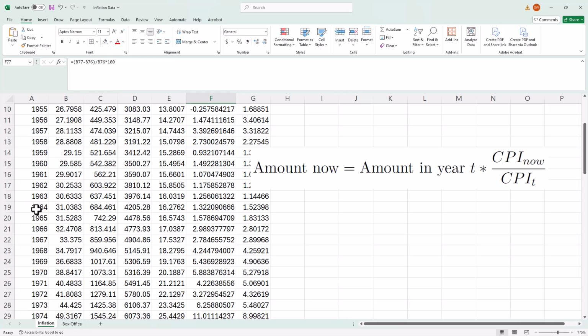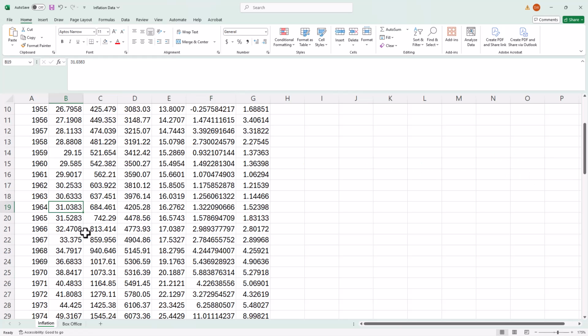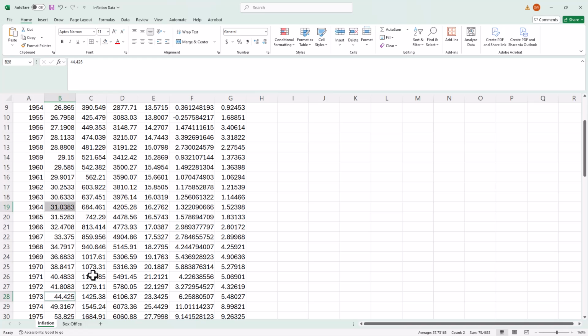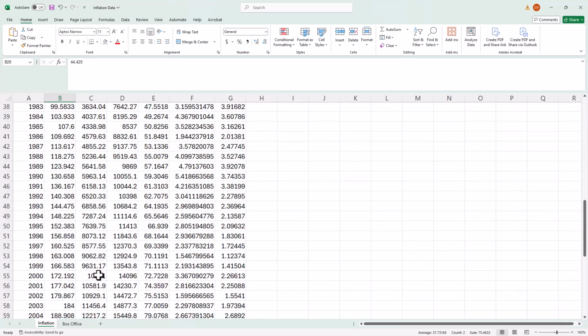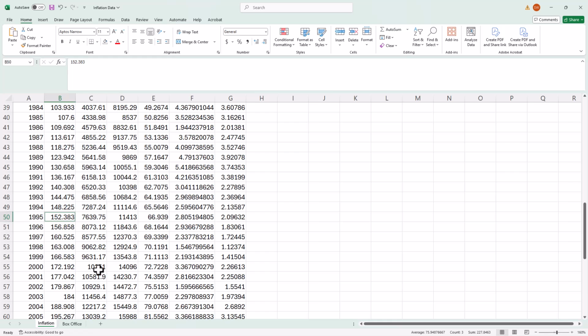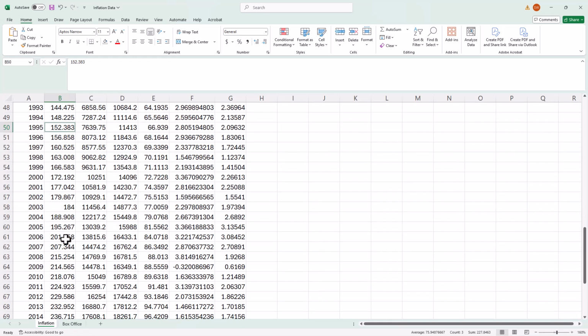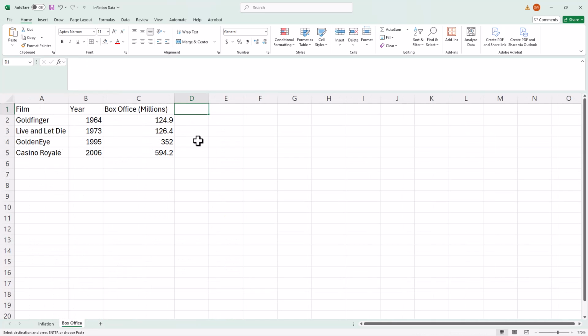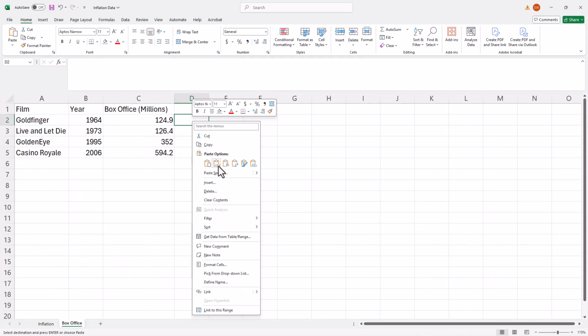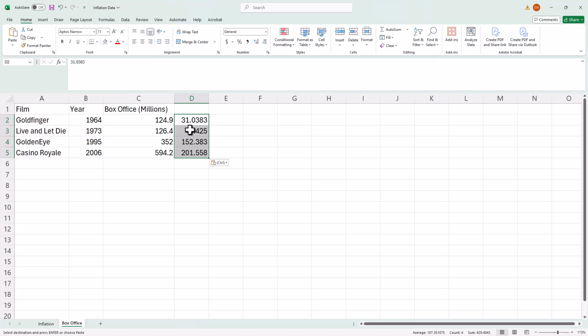So 1964, the CPI is 31. I'm going to hold down Control while I do this. We're going to grab 1973. We're going to get 1995, and then 2006. Copy them, and then go back over to the box office sheet, and then paste those values into this new column, which I'll then label as CPI.